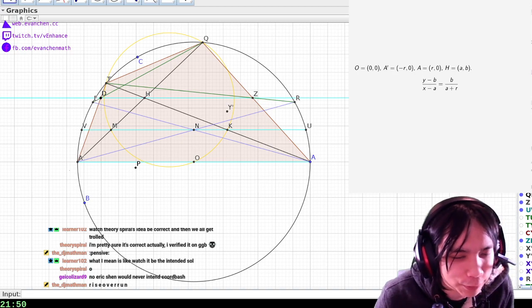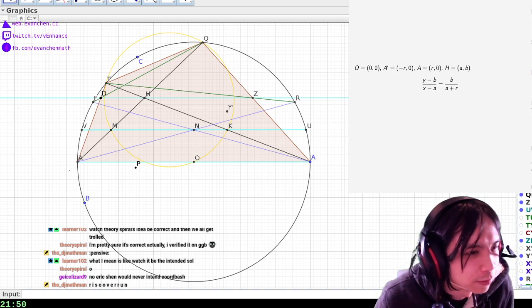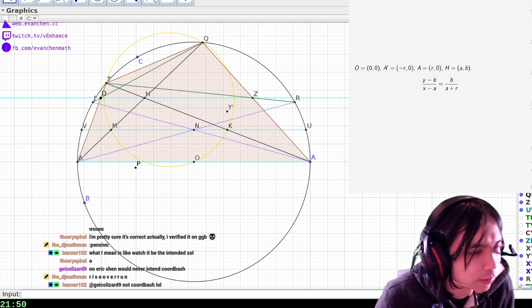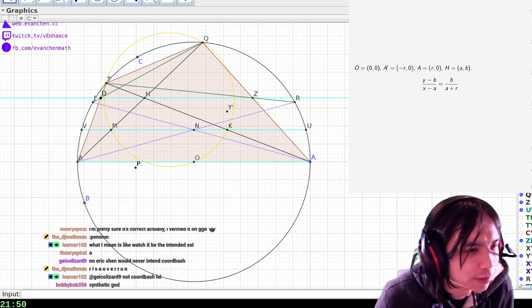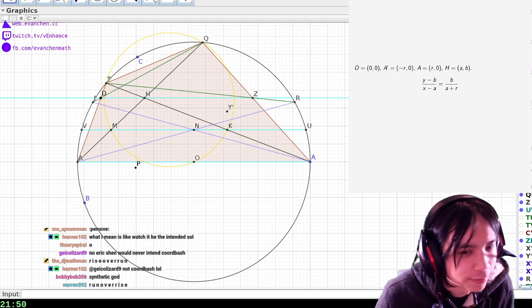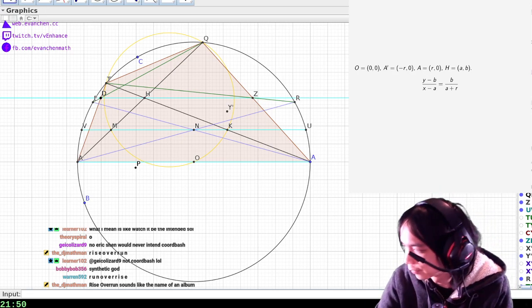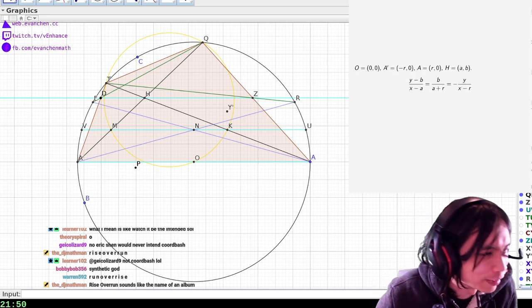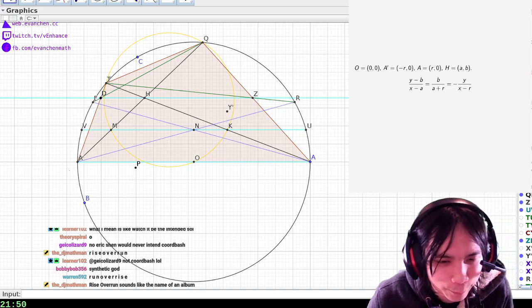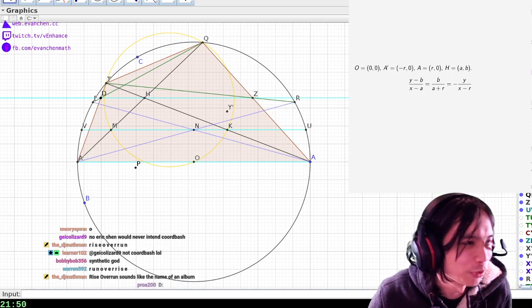And this is supposed to be equal to the negative of the slope of QA, which is y over x. Oh my god. Does anyone know how to solve this?